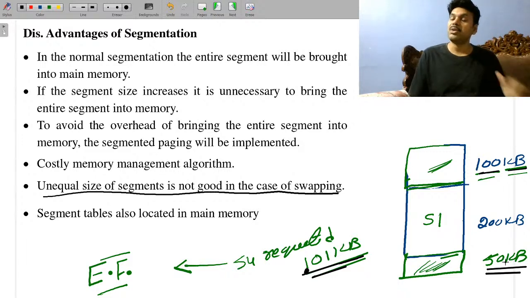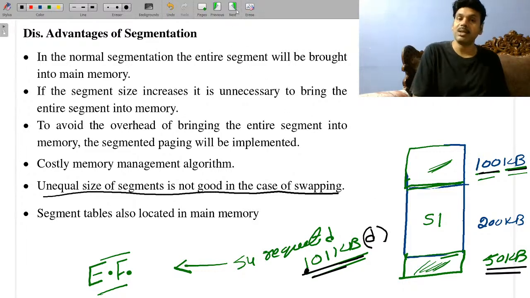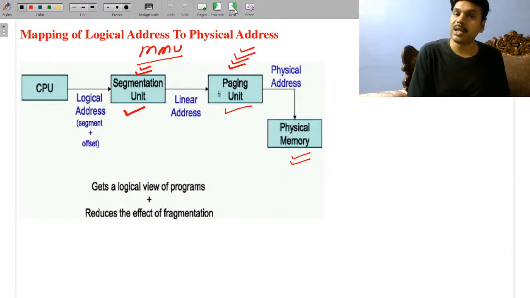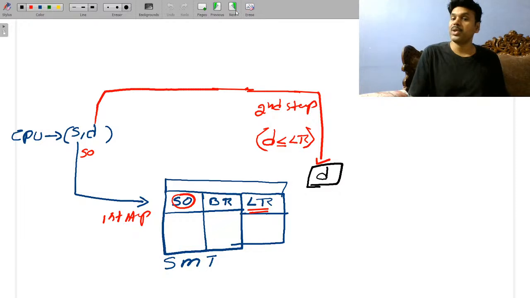I cannot locate your program at exactly one particular position. That's why I am doing this: this 101 KB request is nothing but D only. So whenever you are unable to allocate your D onto your main memory, this D is going to be split into pages.